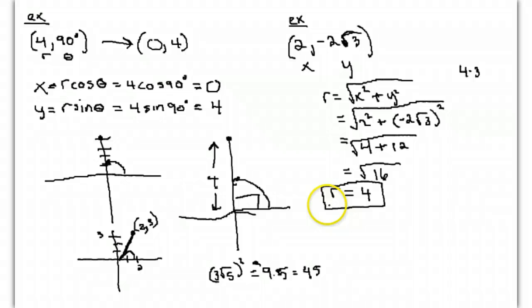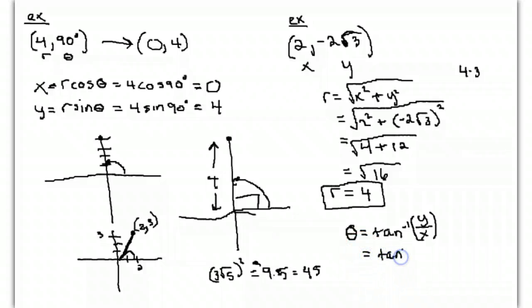So now all we need to find is what? What's the other missing part? You got X, Y, and that's going to convert to R, comma, what? Theta. And the formula for that is inverse tangent of Y over X. You already know what Y is and you already know what X is. So it's going to be inverse tangent of, what's Y? A negative 2 square root of 3 over X, which is just 2.